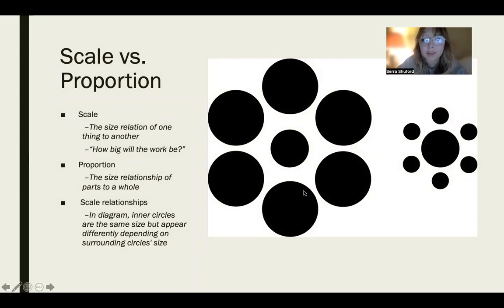So we see this circle here in the middle and this circle here in the middle. It seems like this circle is much smaller than this one here, but they're actually the same size. It's just in comparison with the other circles that are around them. Because the circles on the outside here are bigger, this one seems smaller. And the circles on the outside here are smaller, so this one seems bigger, but it's really just an illusion. In the diagram, inner circles are the same. So this is an example of scale relationships and how just being in comparison with something else can really drastically affect the way that we think about things.